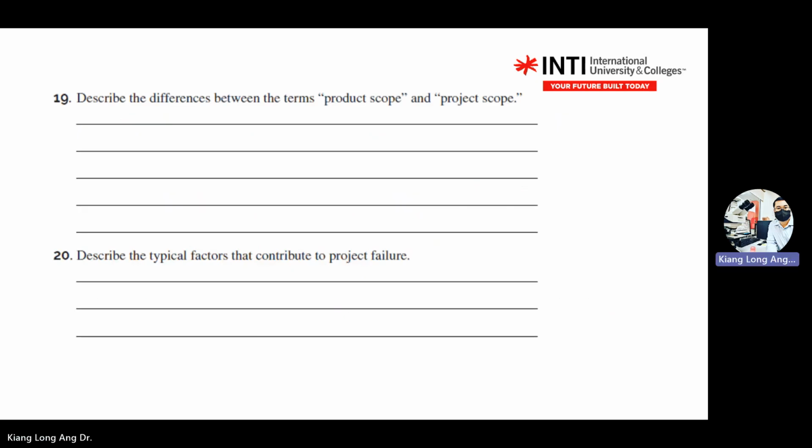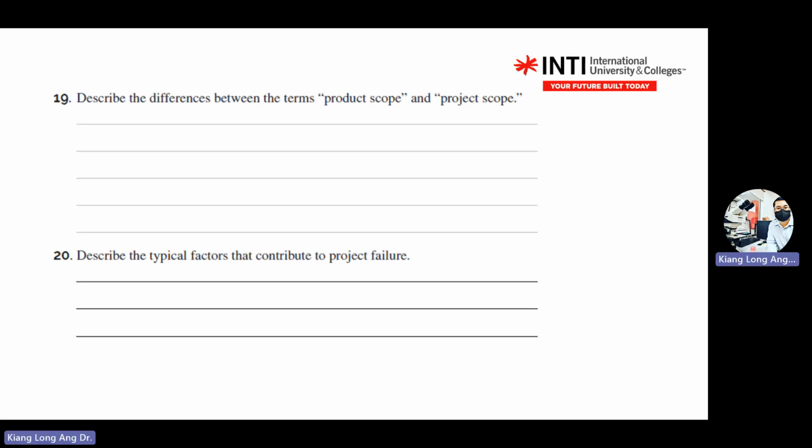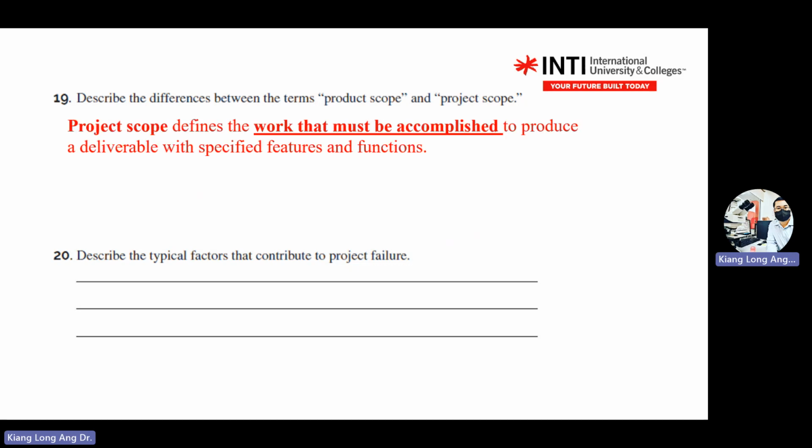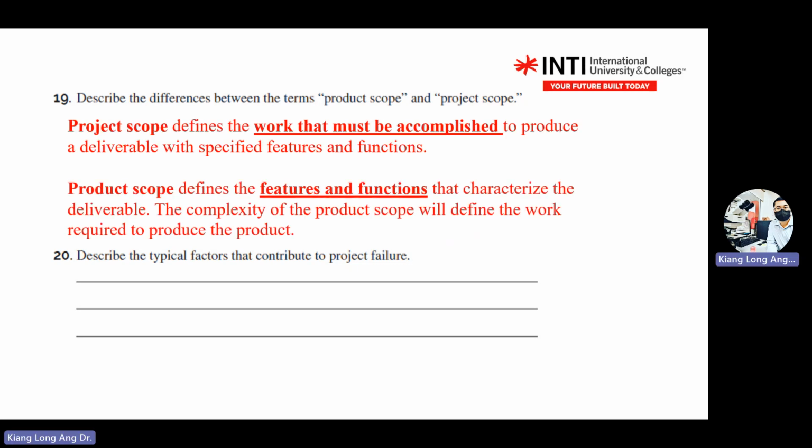Okay. 19. Describe the difference between the terms product scope and project scope. So there's a difference between product and project. Just now there was one question asking what is the product life cycle and what is the project life cycle. So here is scope, between the product and project. This one also gives you the answer. Project scope, again, project is always linked with the work.